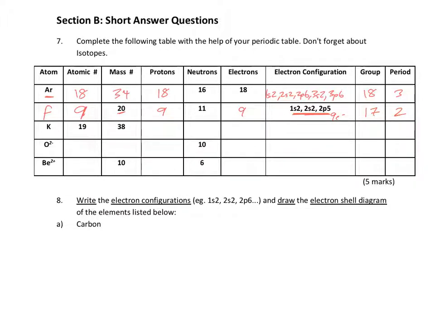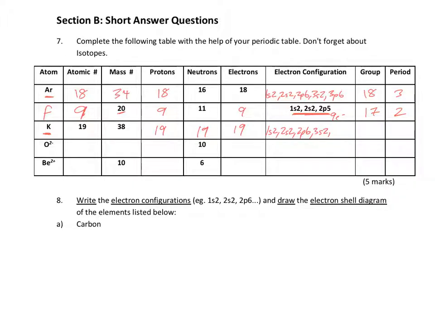Potassium, 19 protons. So how many electrons is it going to have? We know it's going to be 19 electrons because it's an atom. Mass number is 38. We've got 19 protons, so 38 minus 19 is also going to be 19. So 19 neutrons. Electron configuration, 1s2, that's 2. 2s2, that's 4. 2p6, that's 10.